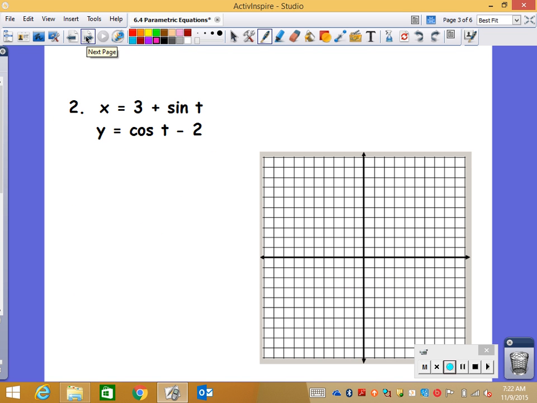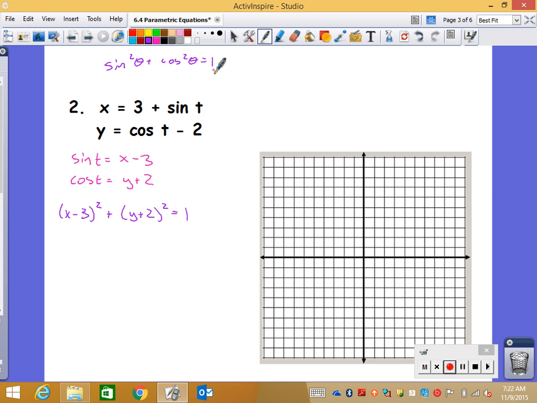Same idea. I'm going to start by isolating my trig function in both of them. So I got sine of t, not sine squared, equals x minus 3, and cosine of t equals y plus 2. And I'm going to use the same Pythagorean identity. Sine squared plus cosine squared equals 1. All right, plug that in. I end up getting (x minus 3) squared plus (y plus 2) squared equals 1. Again, I just plugged it into my Pythagorean identity. Sine squared of theta plus cosine squared of theta equals 1.